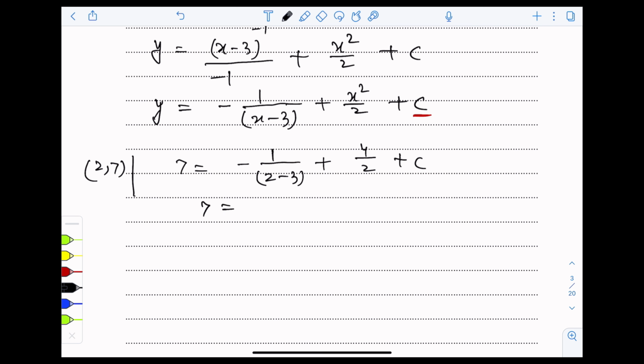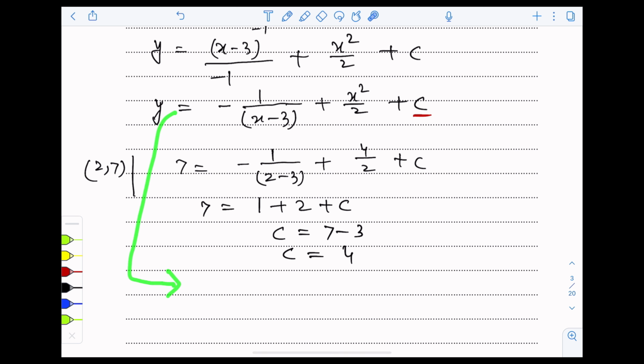7 is equal to minus, this becomes positive 1, plus 2 plus c. From here c will be 7 minus 3, c is equal to 4. Now putting this value of c in the equation of the curve, this equation becomes y is equal to minus 1 over x minus 3 plus x square over 2 plus 4.